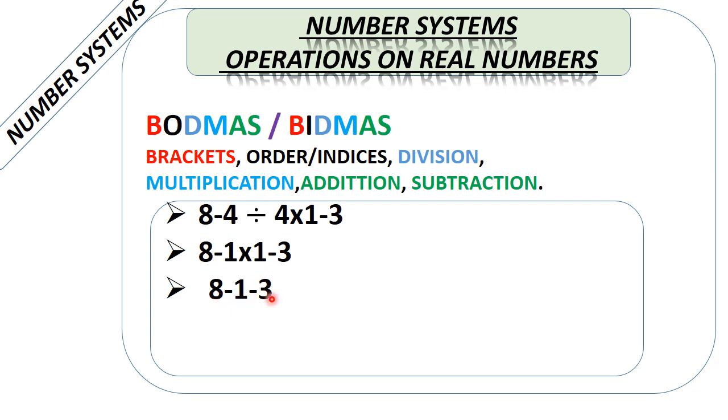So what about subtraction? Which one goes first? It doesn't matter. Like I illustrated earlier, when the signs are the same, it doesn't matter which one you start with. But I'm used to starting with the one on the left. Or I can just do it in my head: 8 minus 1 is 7, 7 minus 3 is 4. It depends on which one you prefer. And we can therefore conclude that 8 minus 4 divided by 4 times 1 minus 3 is 4.